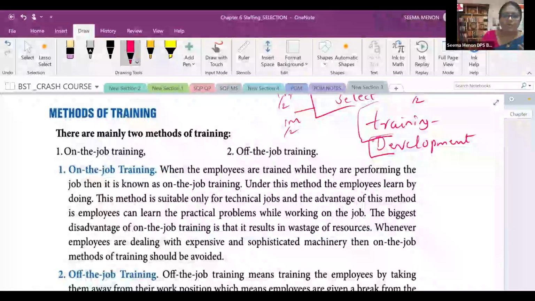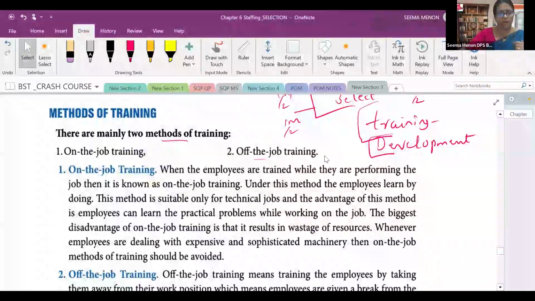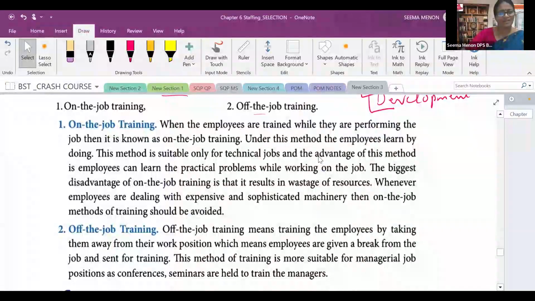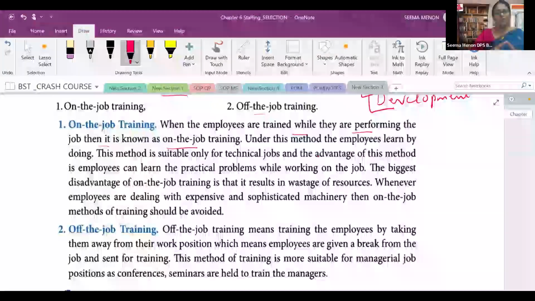There are mainly two methods of training given by an organization to its employees. We are discussing the training given to the employees by the organization, right? The first one is on the job training, then comes off the job training. What do you mean by on the job training? The name itself indicates that when the employees are trained while they are performing the job, it is known as on the job training.